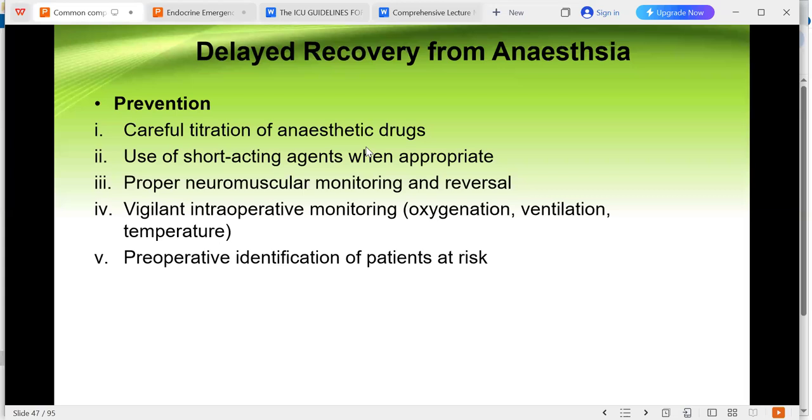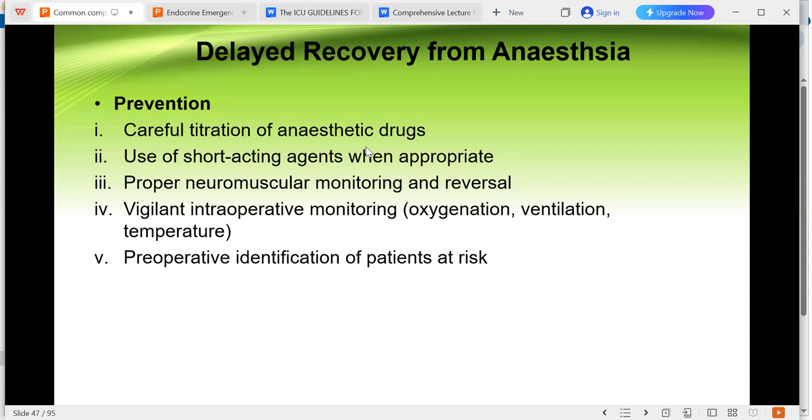So careful titration of anesthetic drugs. I know some anesthetists who are cowboy anesthetists, they just give those big dose boluses. But I've realized that the best anesthetists are very careful. Shy anesthetists, we don't give too much. We titrate anesthetic drugs, and if it's possible, use your short-acting agents when appropriate. Proper neuromuscular monitoring and reversal is important.